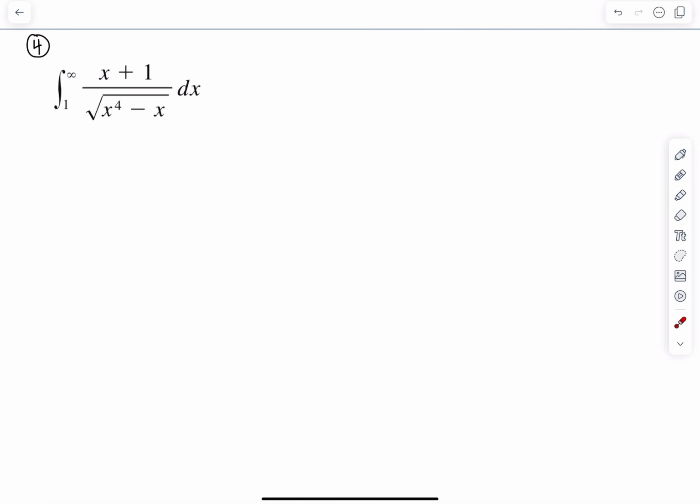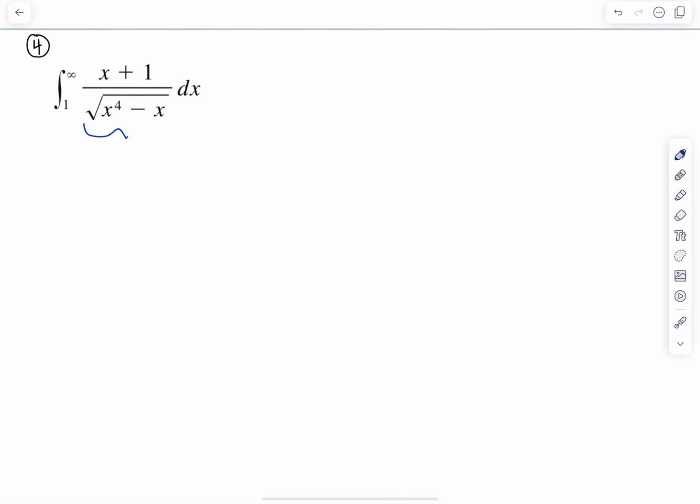We have the integral from 1 to infinity of (x plus 1) over the square root of x to the fourth minus x, dx. Now, in this case, can we use p-series for comparison? Why, yes, because the limits are from 1 to infinity. Perfect. This is a great example because it really helps you sound in if you have a good feel for how fast a function's growing.